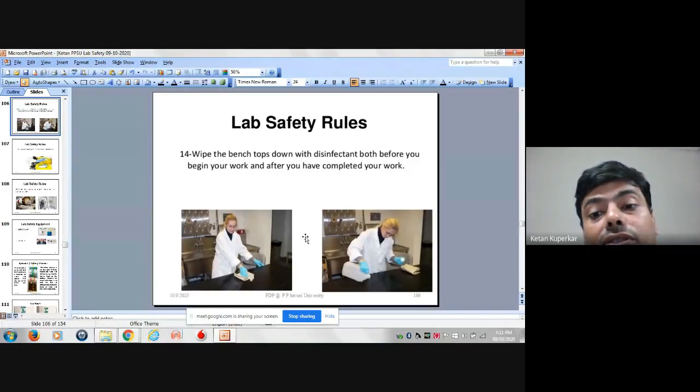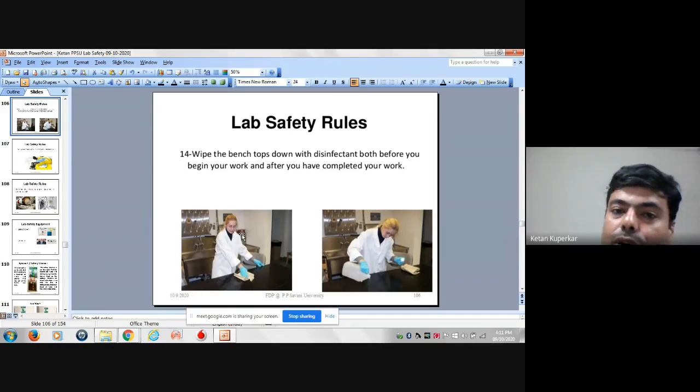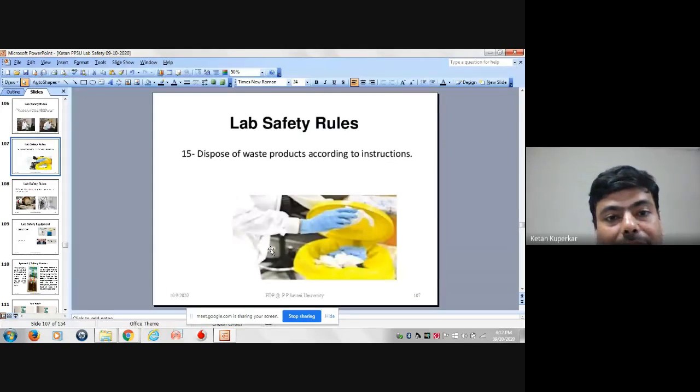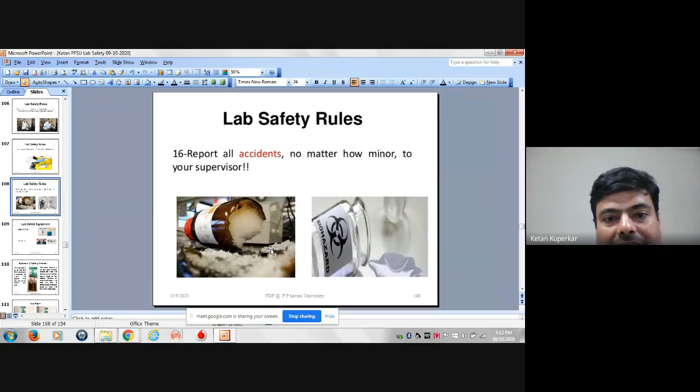The most correct way is wiping the benchtops or platforms with disinfectant before and after your work is complete, which is the healthiest and correct measure while obeying the lab safety rules. Similarly, disposing of waste products according to the instructions given, that specific garbage is to be discarded in specific dustbins only, is a very healthy practice to maintain.